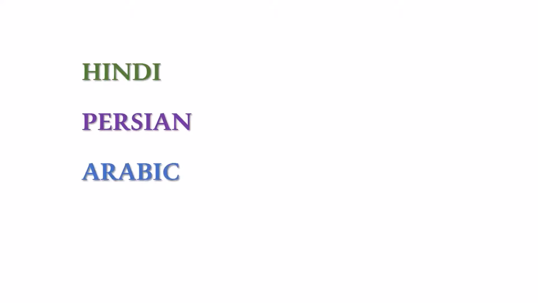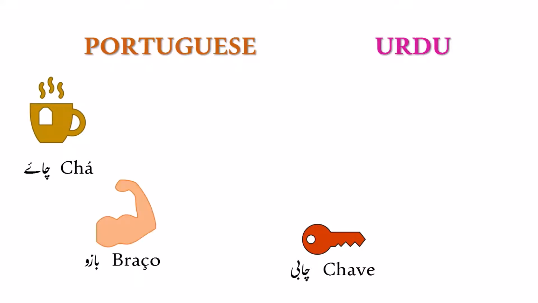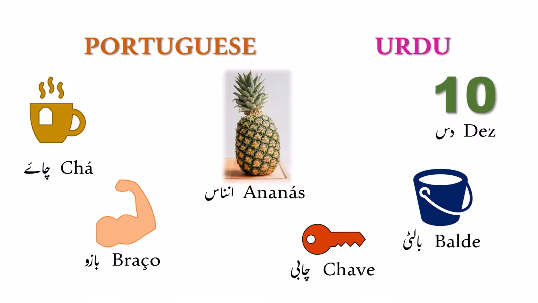We already know that Hindi, Persian and Arabic have contributed significantly in the development of Urdu. Yet there is another language from which Urdu has borrowed a few loanwords, and that language is Portuguese. Some of those loanwords are for tea, key, arm, the number 10, bucket, and pineapple.